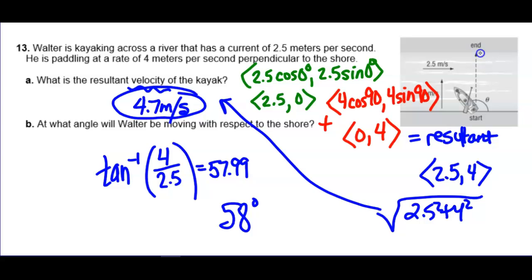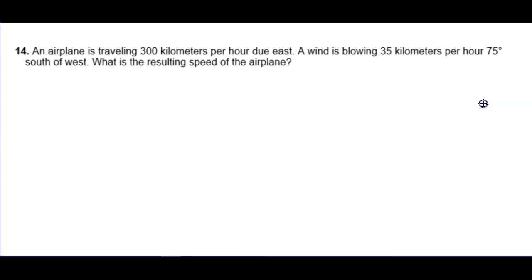So he wants to end up over here, apparently, but that's not what's asked in this part of the question. There was another question attached to this. If he is currently paddling straight across and the current is pushing him, he will wind up at a 58-degree angle to the shore here. Okay? And he will wind up over here moving at 4.7 meters per second. All right, one more. An airplane is traveling 300 kilometers per hour due east.